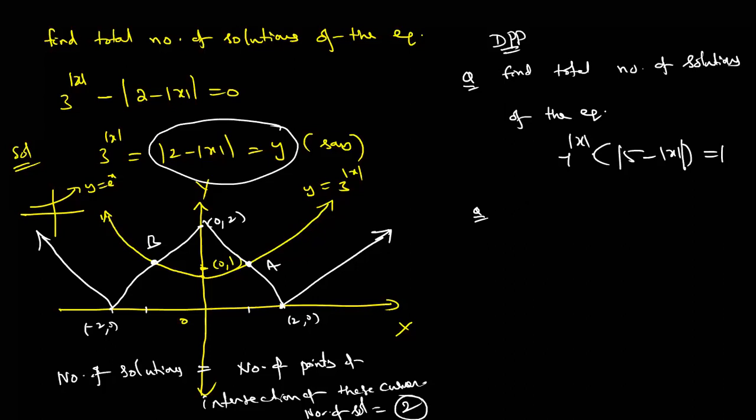Question number 2. 5^(-|x|) times |1 - ...|, like that. If I'm giving this, what is the result? Check it. Is equal to 1. Question number 1, question number 2. Practice yourself. How many solutions are possible? Now you can proceed for the next question. Get ready.